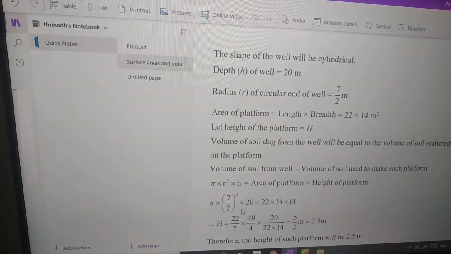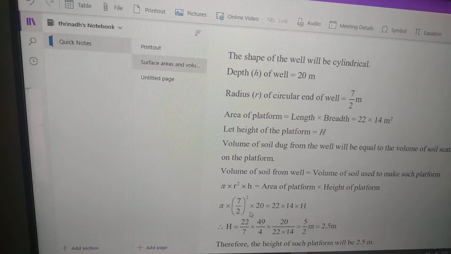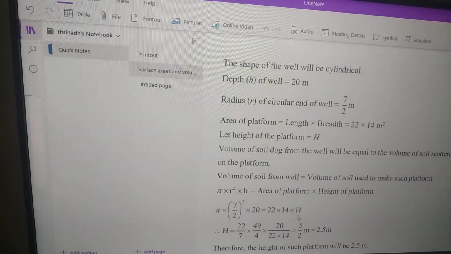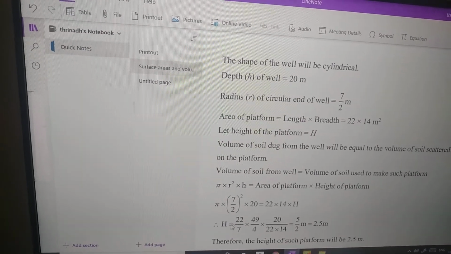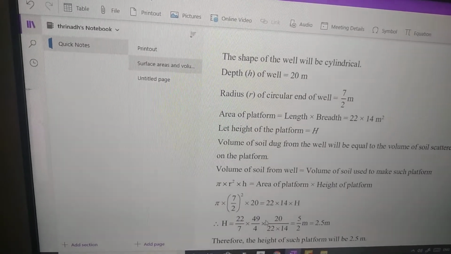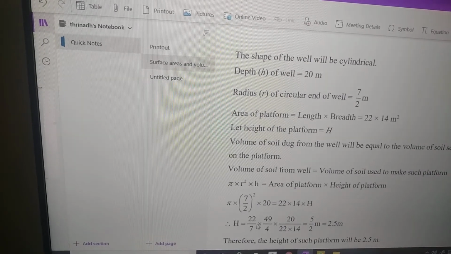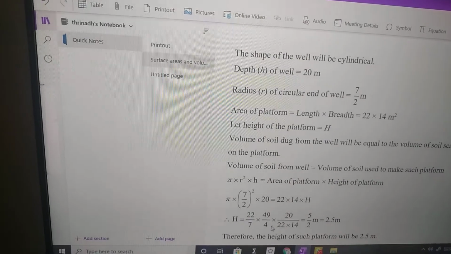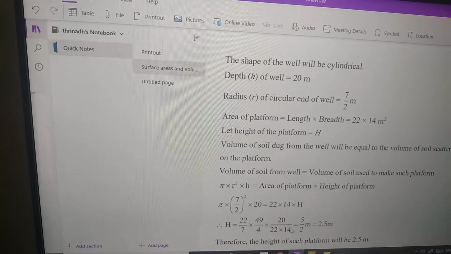That equals the area of the platform, where the length is given as 22 meters and the breadth is given as 14 meters, into height. So to find the height, I am sending 22 into 14 to the left hand side, so it will divide. Here I am substituting the pi value 22 by 7 into 7 by 2 whole square, the value 49 by 4, into 20 by 22 into 14.